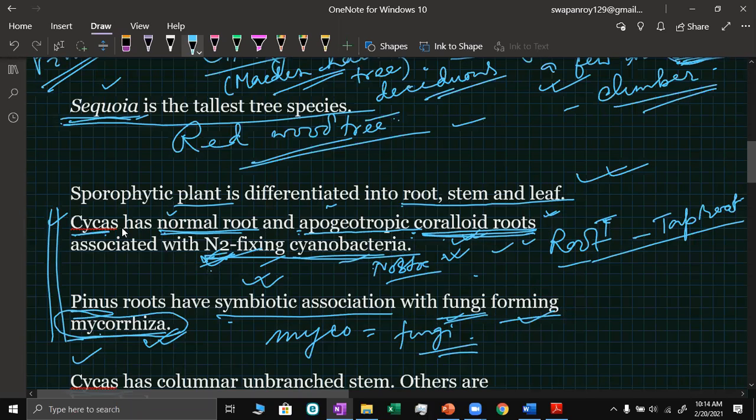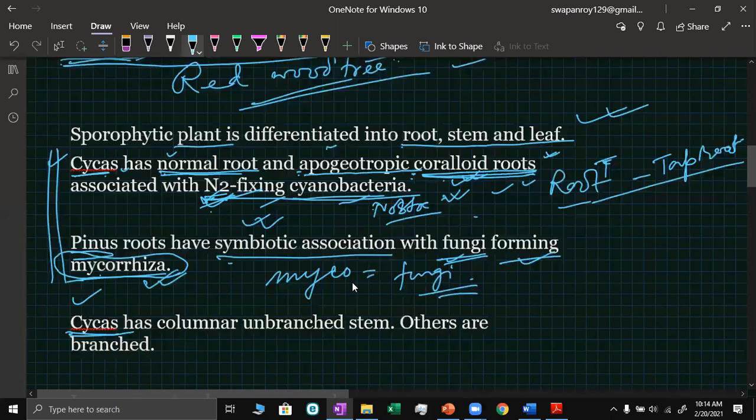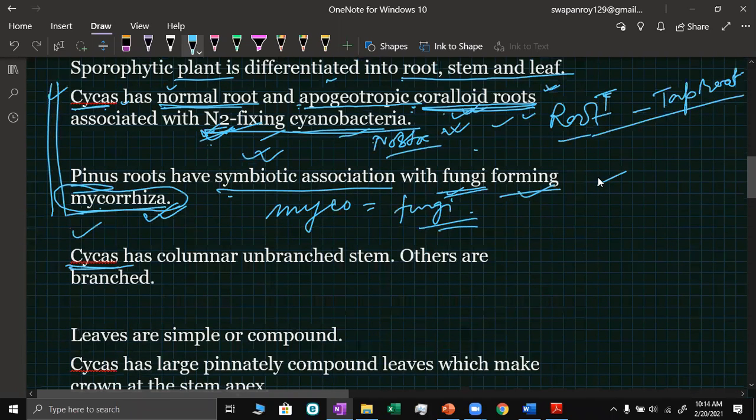One is cycas and another one is Pinus. You will find that mushrooms are very common in the pine forest. At least the Ceylon people have experience at the pine forest, the very common growth of mushroom we find. This is because the mushroom, the fungi, are associated with the root of Pinus also.